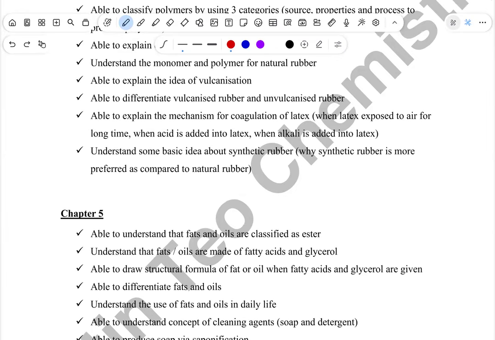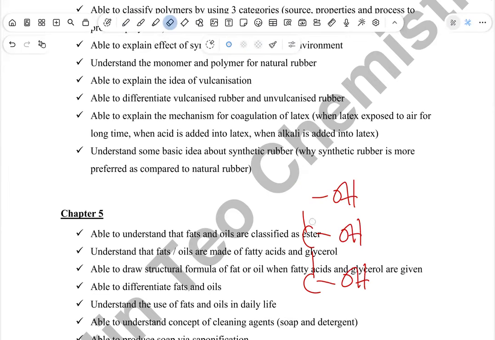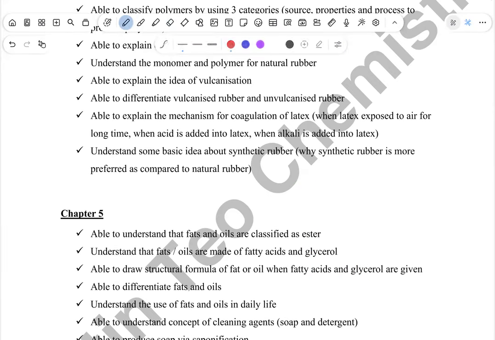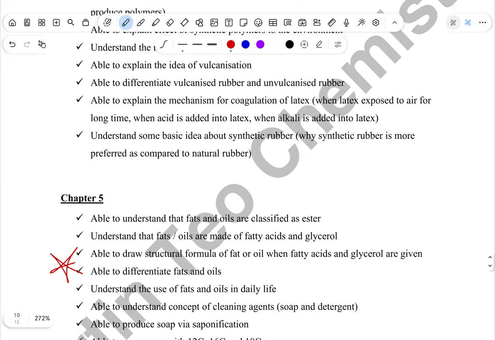To make fat and oil, we need a special alcohol called glycerol. Glycerol is an alcohol which has 3 OH inside. That is glycerol. No need to purposely memorize, most of the time they will give you the diagram. So if they give you the fatty acid and the glycerol, make sure you know how to draw the fat or oil. Also make sure you know how to differentiate fat and oil.